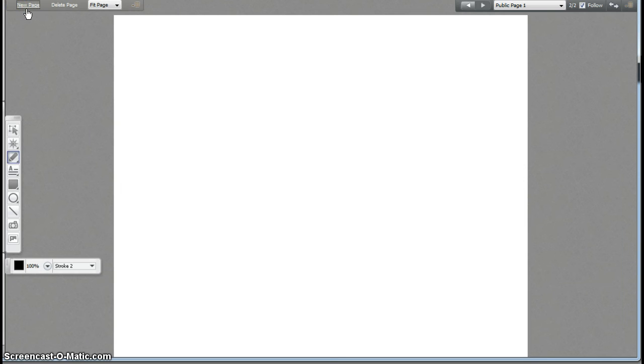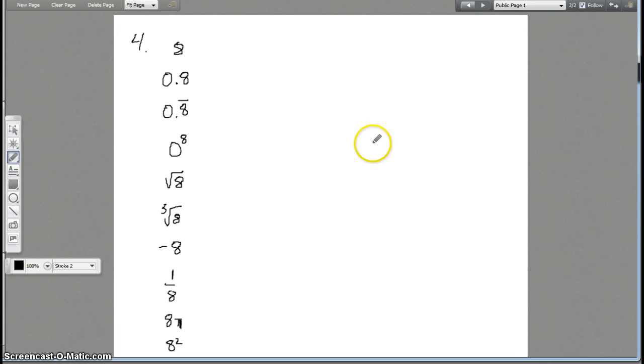Okay, now let's look at the first problem here. Number 4 asks you to classify a series of different numbers. So I'm going to pause the recording and get those up on the screen. Okay, so these are all the numbers listed for number 4, and all the questions in number 4 are about these numbers. Now, before I get to these questions, let's try classifying these numbers.